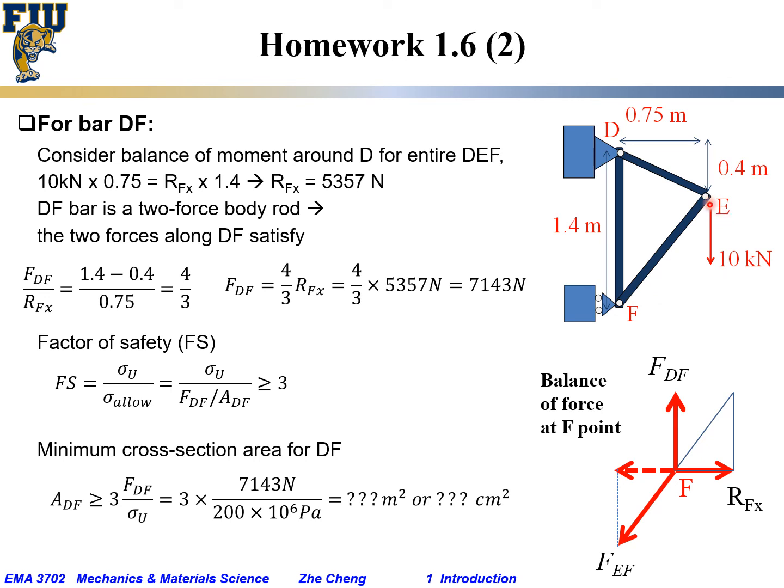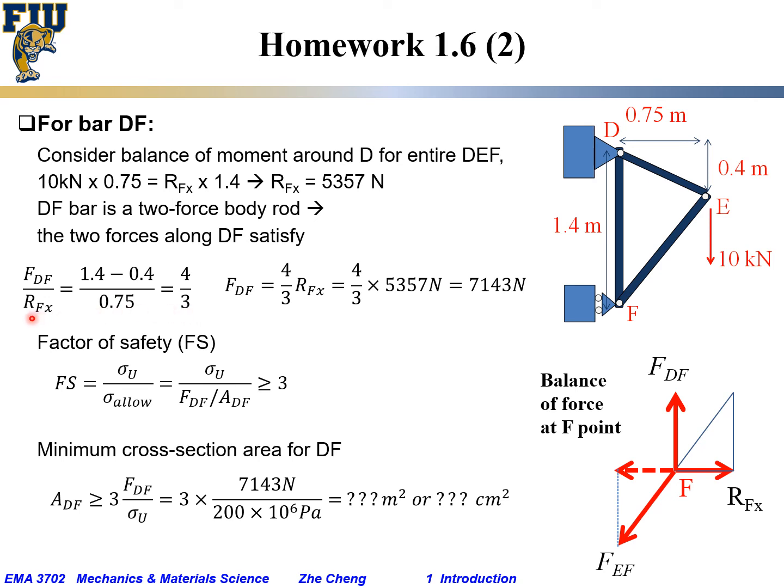From E to F vertically, that is 1.4 total minus the top 0.4. That is the vertical distance from E to F. And then the horizontal distance is just from here to here, which is similar, just 0.75. So 1.4 minus 0.4 is 1, divided by 0.75 is 4 to 3.